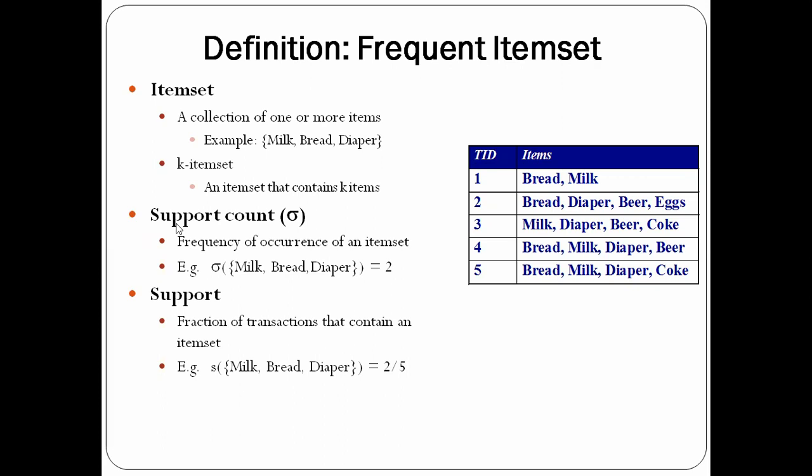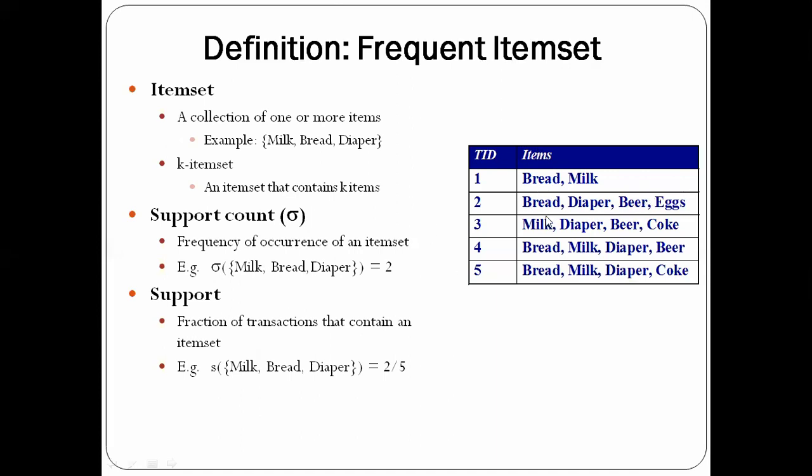Next, coming to the support count. I told you it is the total number of transactions in which that item set X is present. That is the frequency of occurrence of an item set. In how many transactions the item set occurs, with what frequency, that frequency denotes the support count of an item set. For example, consider the item set milk, bread, and diapers. In how many transactions is it present? It is not present in the first transaction because we need to consider all three items here.